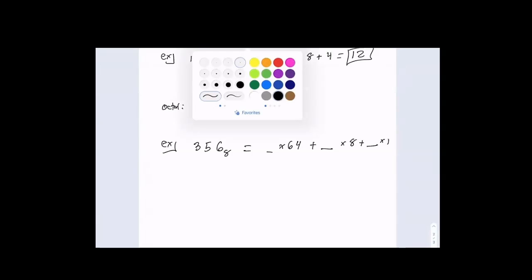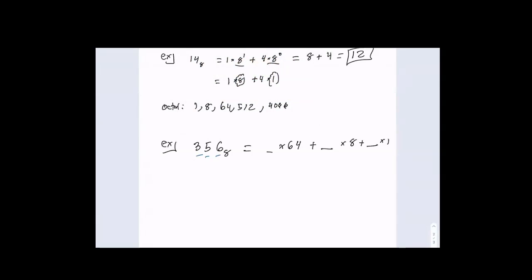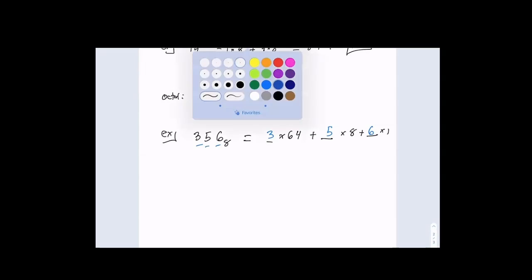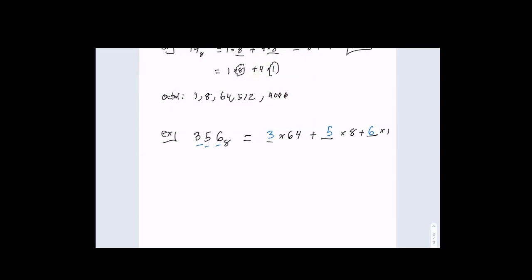And now we just fill in these numbers. So it's 3 times 64 plus 5 times 8 plus 6 times 1. Now we have to do the math out. And you almost still do need a calculator on here. So this gives me 3 times 64. Let me do that off the top of my head.